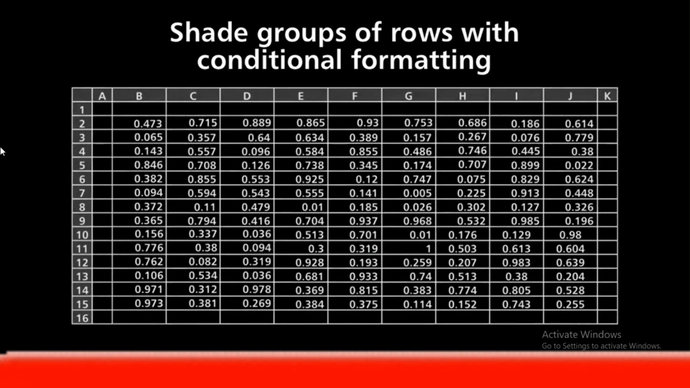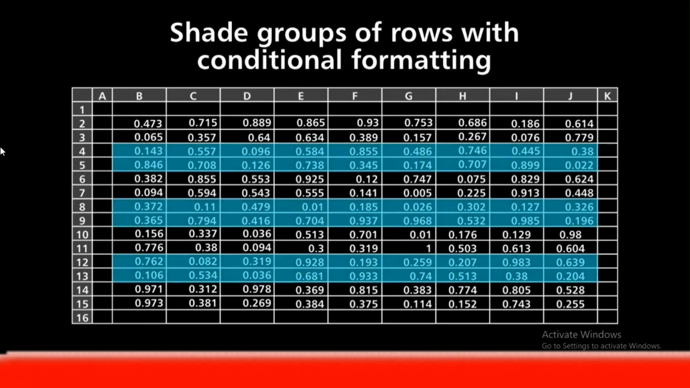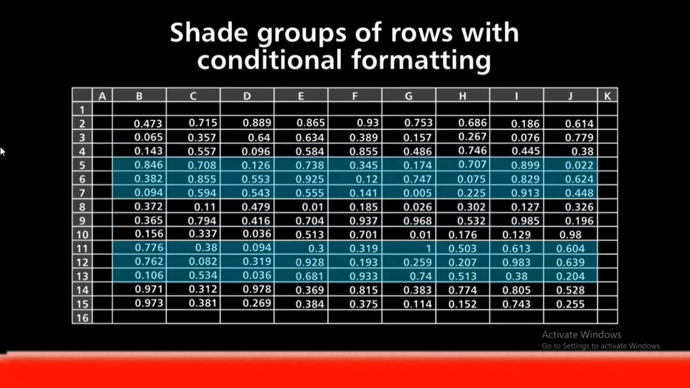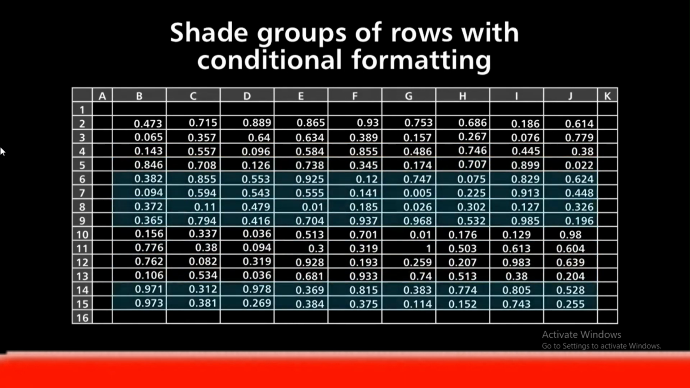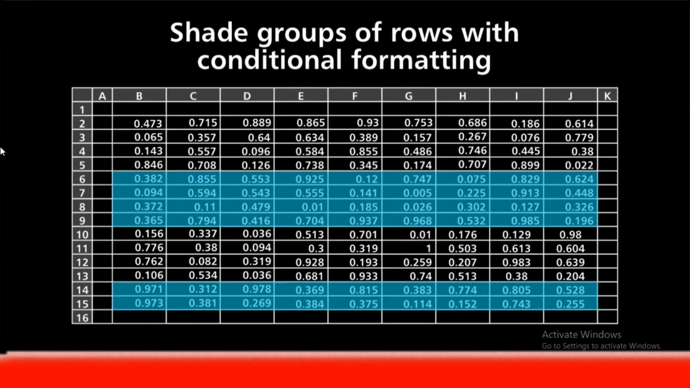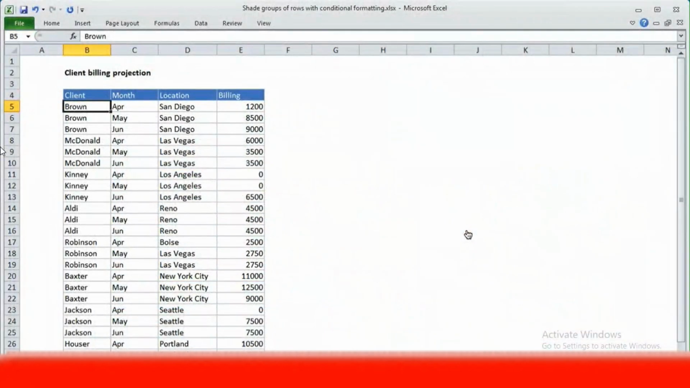In this video, we'll look at how to use conditional formatting to shade alternating groups of rows. You can use this approach to shade groups of 3 rows, groups of 4 rows, and so on. Here we have a table with 3 rows of data for each client, for the months April, May, and June. Let's use conditional formatting to highlight these rows to match the data.